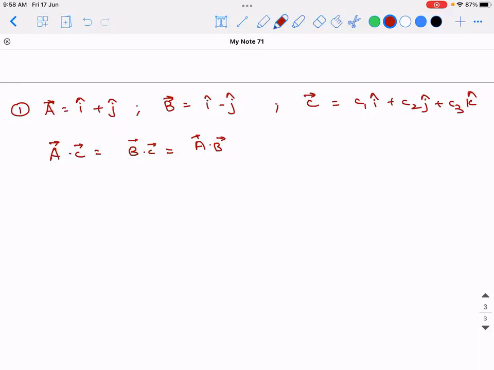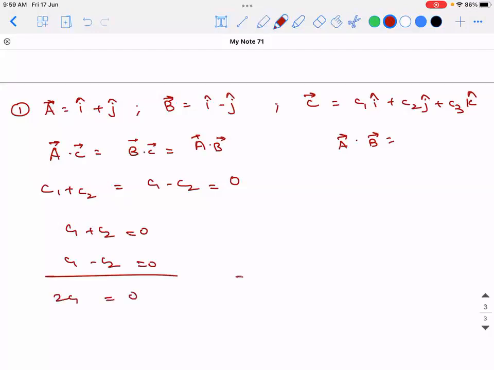So what are you supposed to do? You need to multiply only the corresponding coefficients. When you do the dot product between A and C, you will get C1 plus C2. When you're doing it with B, you will get C1 minus C2. When you're doing A dot B, it is 0. Why 0? Look at the coefficients. When you have A vector dot B vector, you need to multiply the coefficients: 1 into 1 minus 1 into 1. So that will be equal to 0. So C1 plus C2 is 0 and C1 minus C2 is 0. So 2C1 is 0, which implies C1 is also 0.